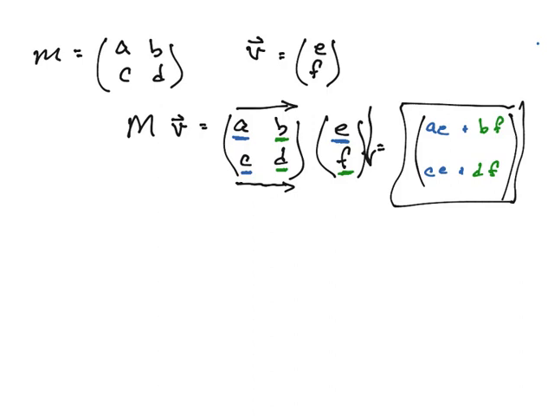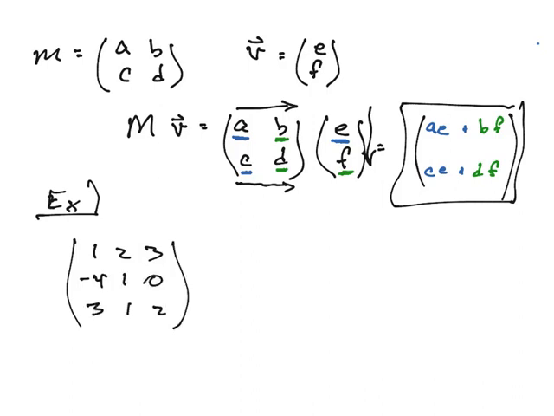So let's do an example with some real numbers here. Let's say we have a 3 by 3, 1, 2, 3, negative 4, 1, 0, 3, 1, 2. Okay, there's a matrix. And I'm going to multiply. Notice there's 3 rows here, so there better be 3 elements in our vector. Let's have it be 1, 2, 1. Okay.